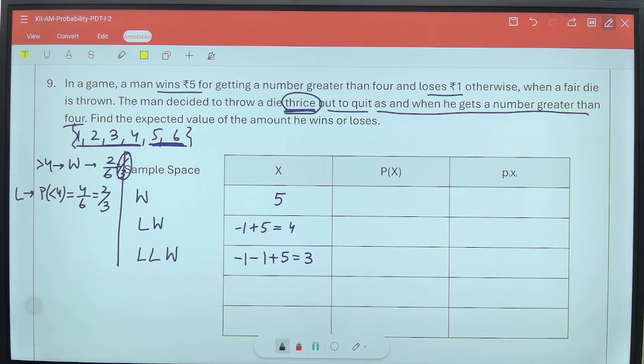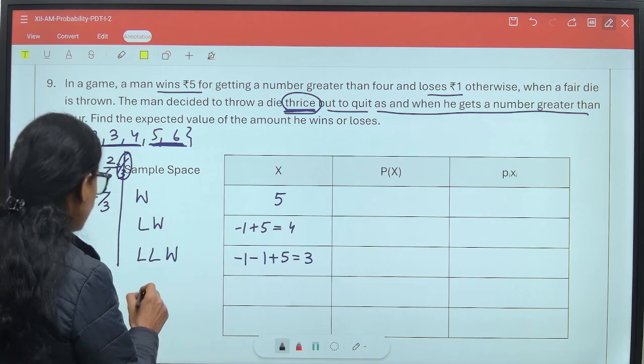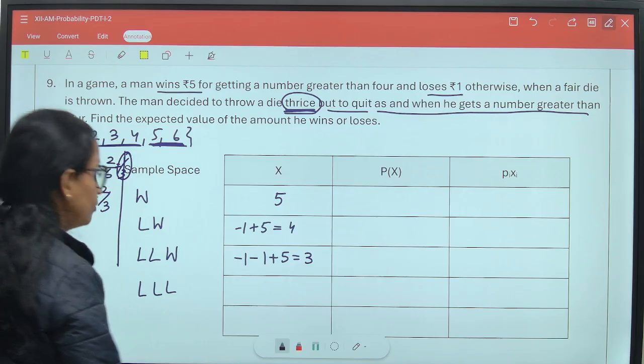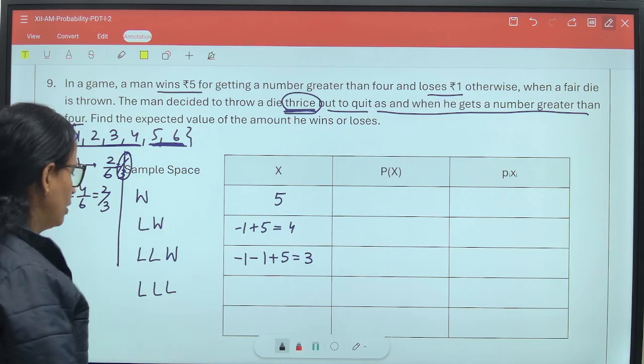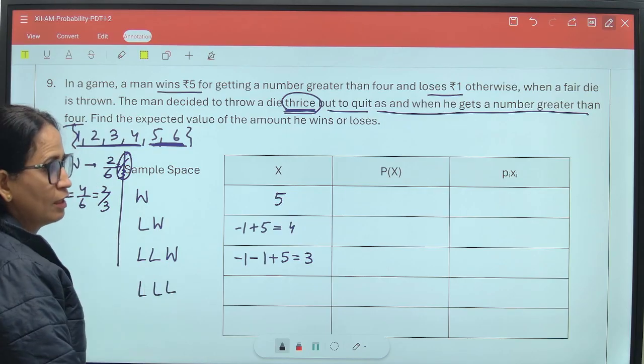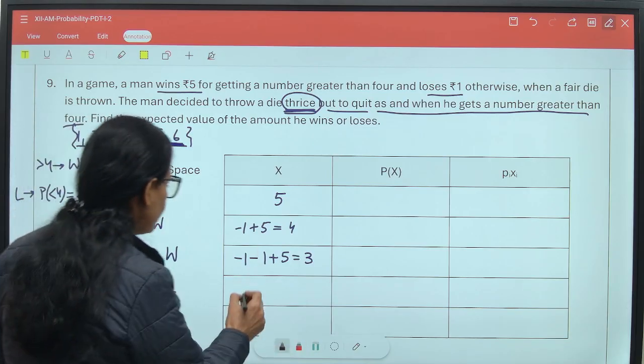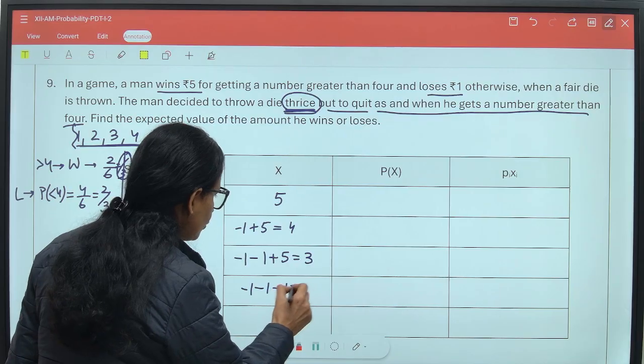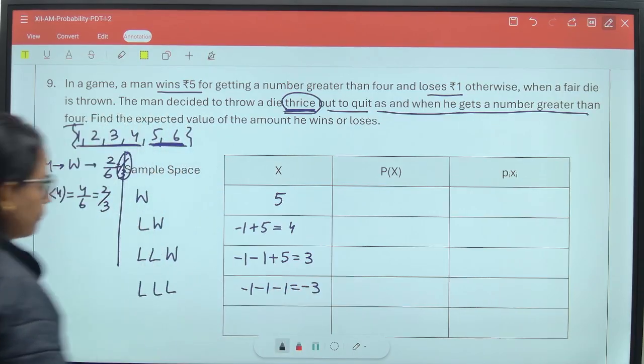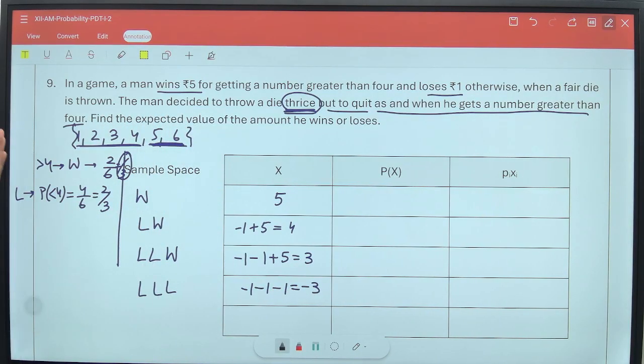Otherwise, he is anyways quitting after 3 throws. So it's quite possible in all the 3 throws he doesn't get a number greater than 4. So he's losing again and again all the 3 times, and then he quits because he doesn't want to lose more money. So the output is -3. So these are the possible values of the random variable. Now let's find the probability of each of these random variables.